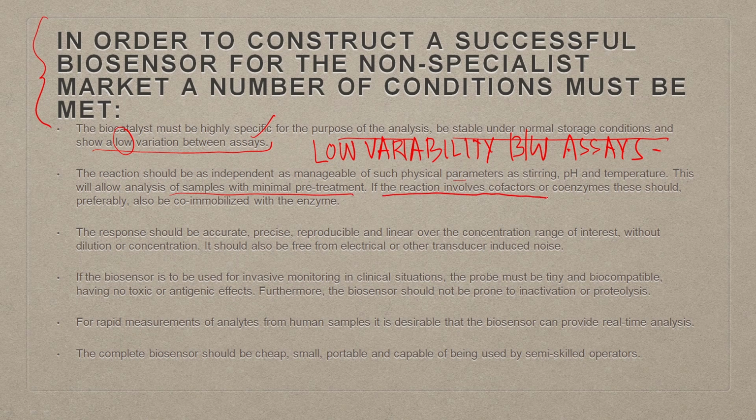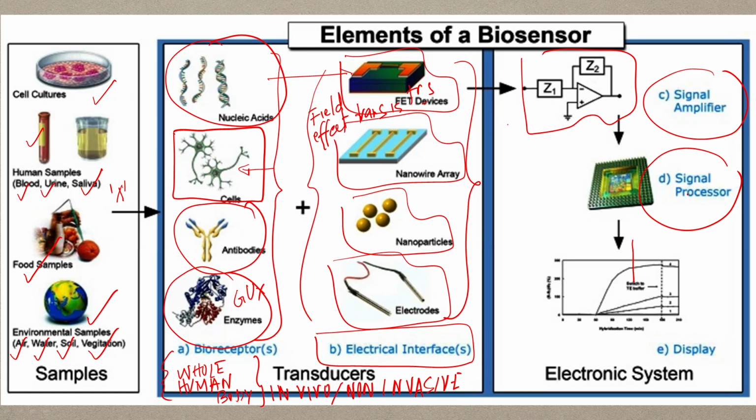If the reaction involves cofactor or coenzyme, these should preferably also be co-immobilized with the enzyme. So, that means the reaction should be as independent as manageable of such physical parameters as stirring, pH and temperature. That means, when you are trying to collect signal, at this interface there should be minimal interrogation. You should be able to pick up signal without much problem.